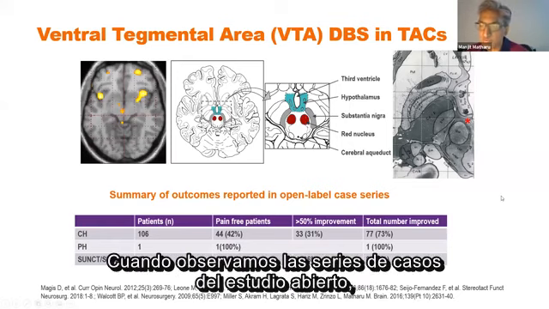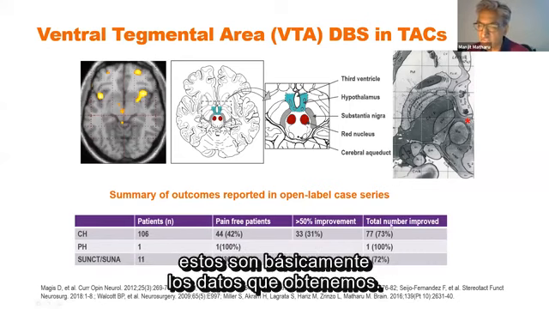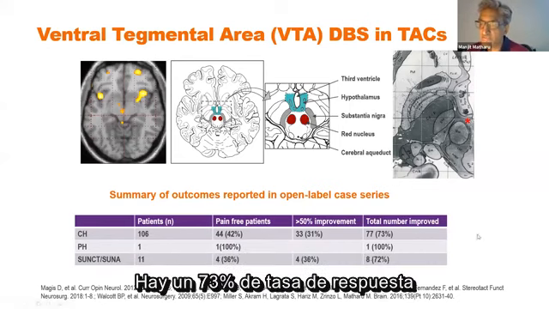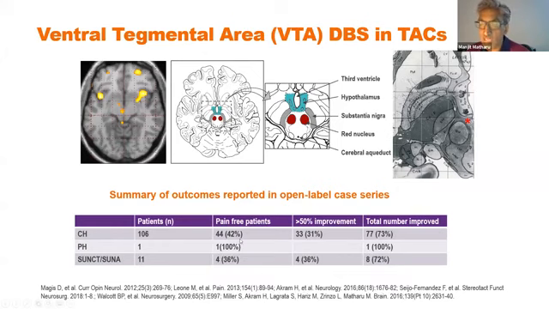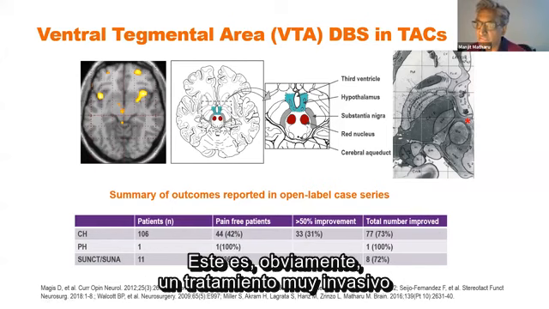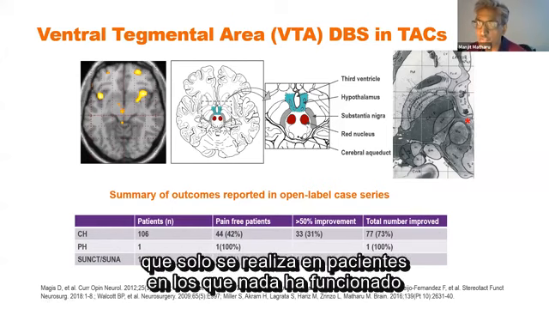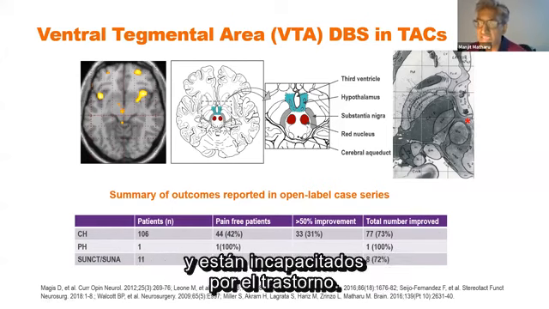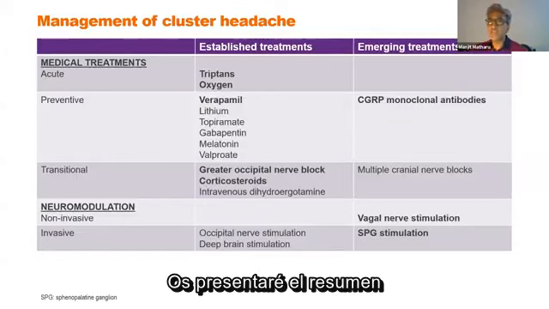And when you look at the open label case series, that is essentially the data we have, there's a 73% response rate, with 42% of the patients being rendered pain-free. So this is obviously a very highly invasive treatment that you would only want to do in patients who have failed everything else and are highly disabled by their disorder. So this, again, is now presenting the summary that I had started off with.